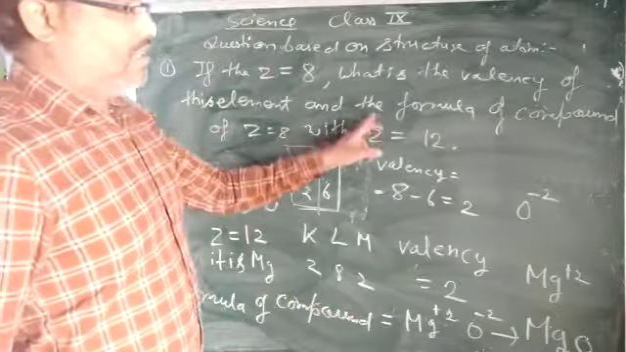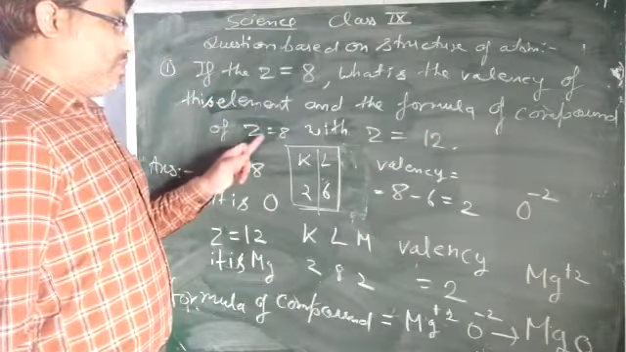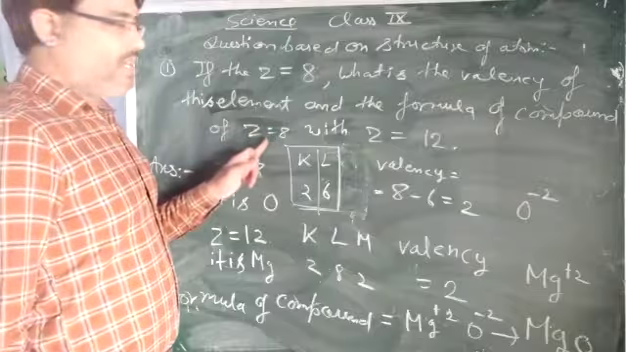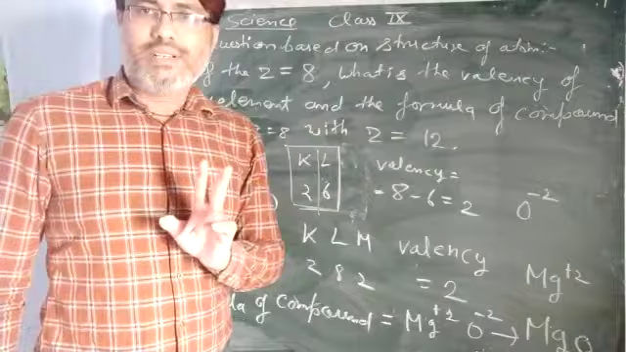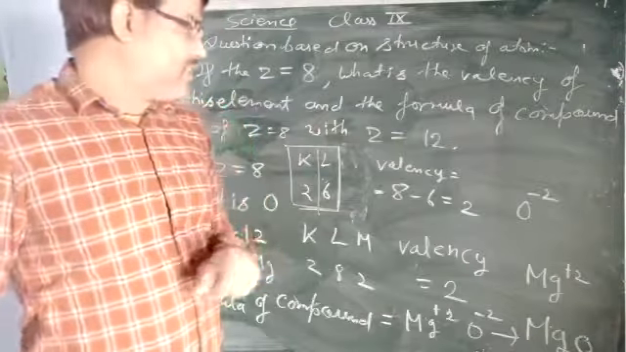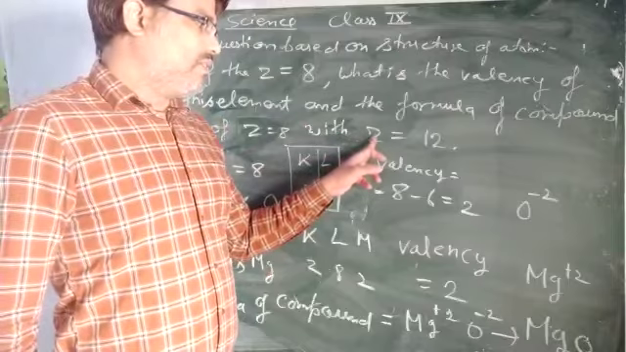and the formula of compound of Z is equal to 8 means the same element with Z is equal to 12. So actually we have two elements here. For the first element Z is equal to what? It is 8, and for the second, Z is equal to 12.